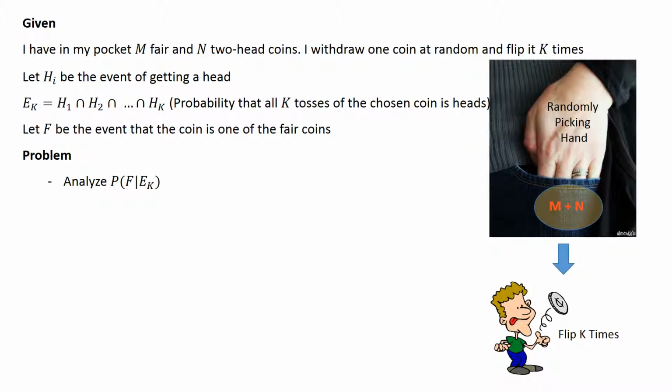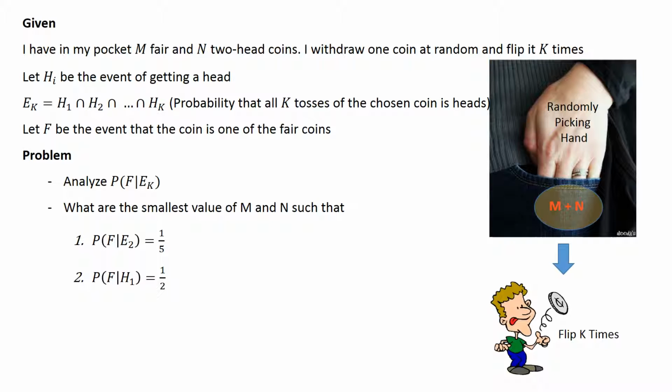Our task is to analyze the conditional probability of selecting a fair coin given that we get heads in all the k tosses, and to calculate the smallest m and n values to satisfy the given four conditions, which are: probability of F given E_2 is equal to 1 by 5, probability of F given E_1 is equal to 1 by 2, probability of F given E_2 is equal to 1 by 2, probability of F given E_3 is equal to 1 by 6.